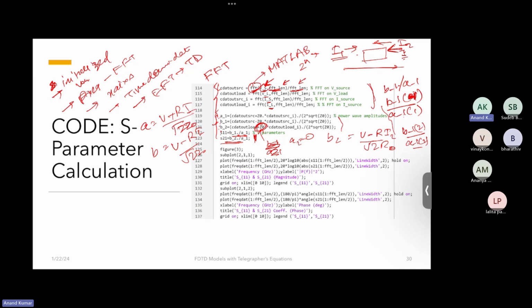Once we have done this, we get the S parameters, and since these are complex values, you can just plot them. Use absolute to plot the magnitude, and use angle to plot the phase. If you use angle, you will get it between minus pi to pi, and you can scale it to get it between minus 180 and 180 degrees. So that's how you calculate the S parameters.